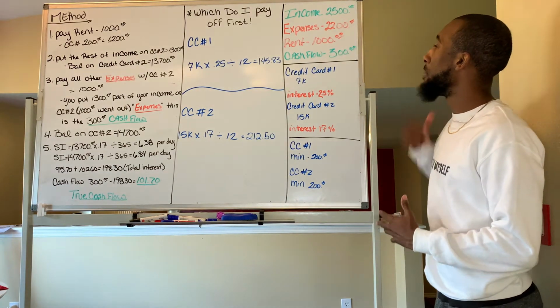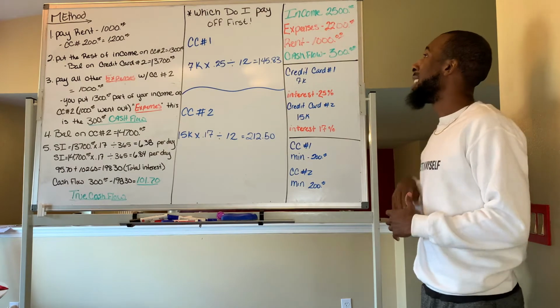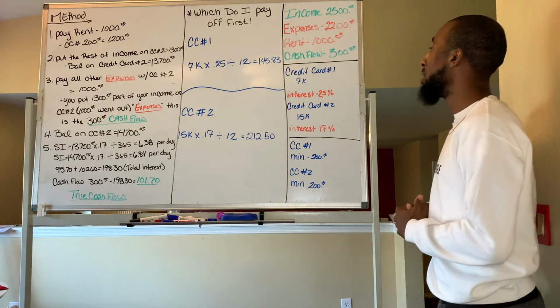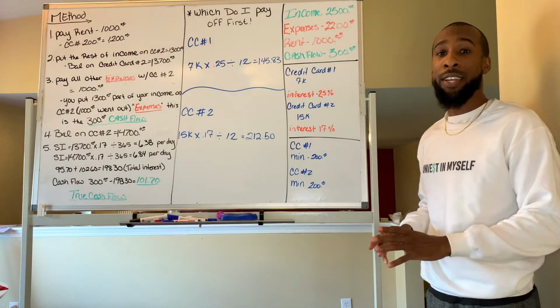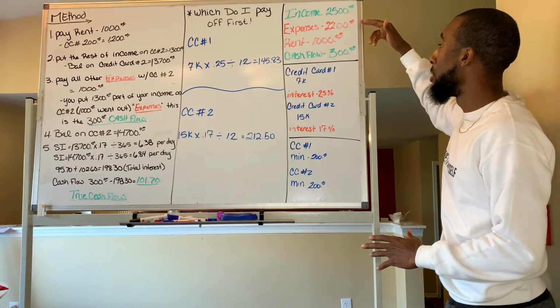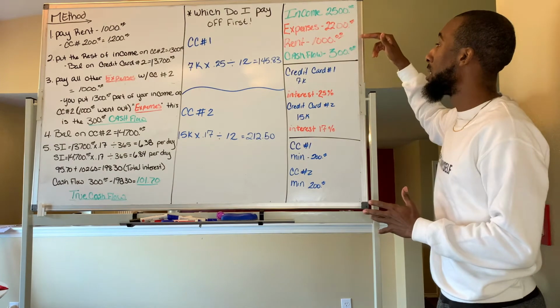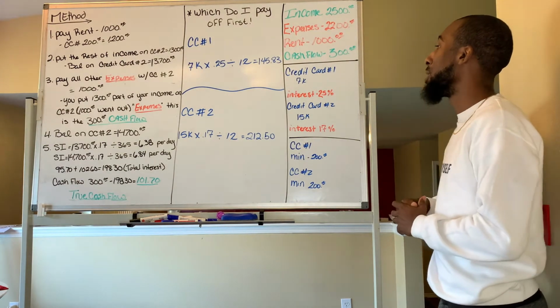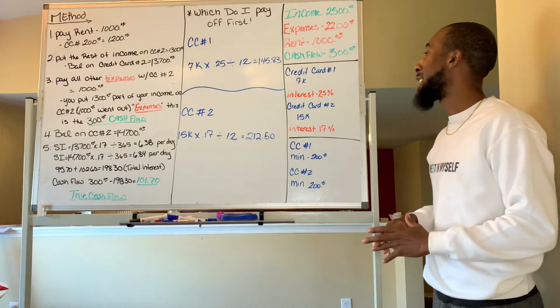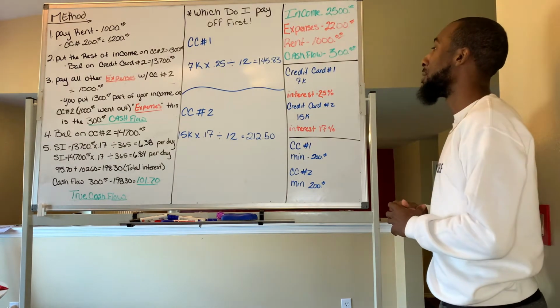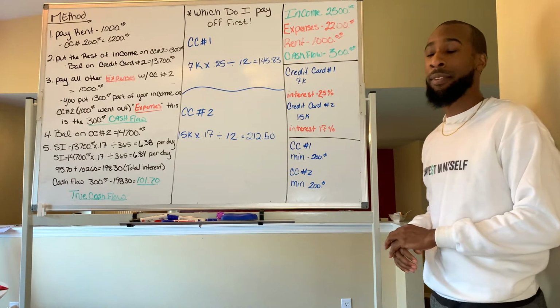So we got the income of $2,500. Expenses are going to be $2,200 a month. Part of the expenses are the rent, which is going to be rolled into there. So remember, expenses are $2,200. Just the rent is $1,000 of that $2,200. This leaves a cash flow of $300 that this individual will be left with.